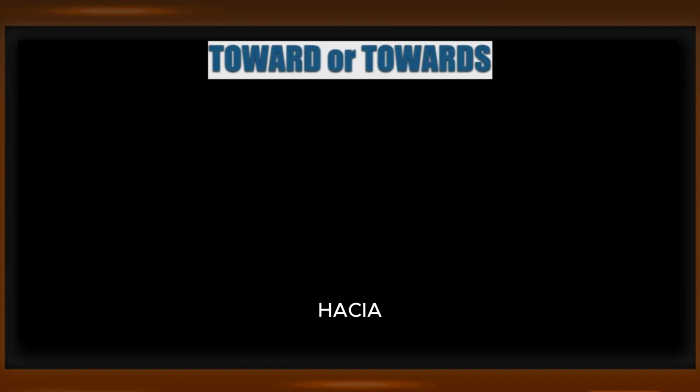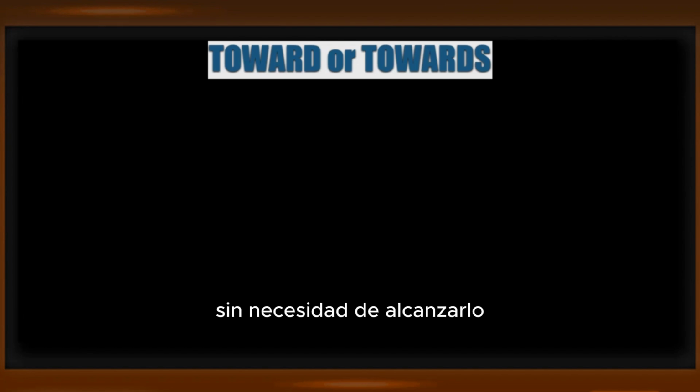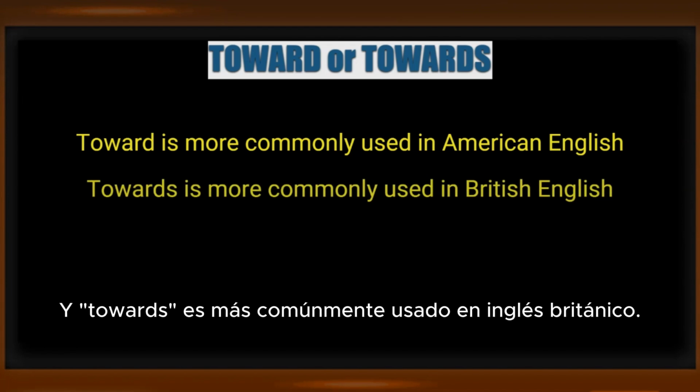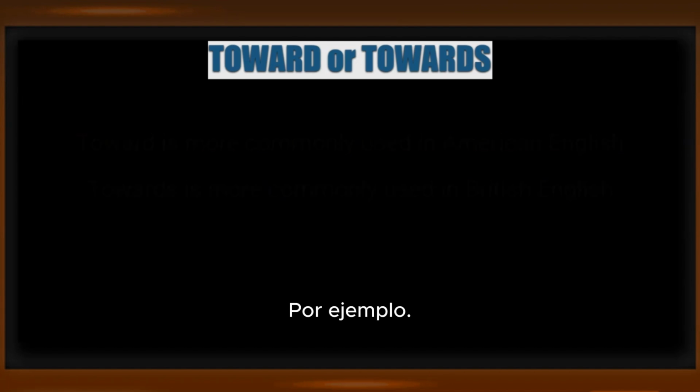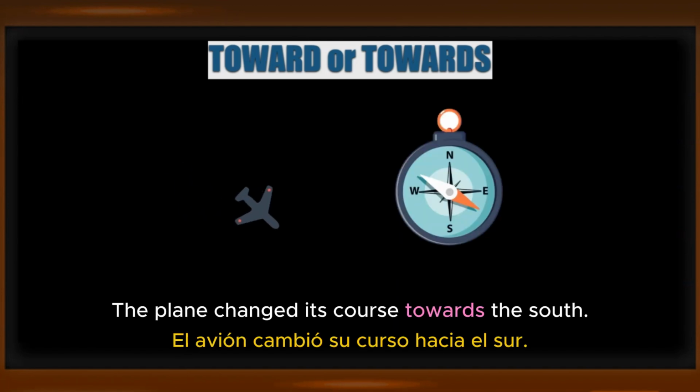Toward or towards. Both words mean the same thing and can be used interchangeably. They indicate movement in the direction of something without necessarily reaching it or without specifying an end point. Toward is more commonly used in American English, and towards is more commonly used in British English. For example, he is driving towards the east side of the city. The plane changed its course towards the south.